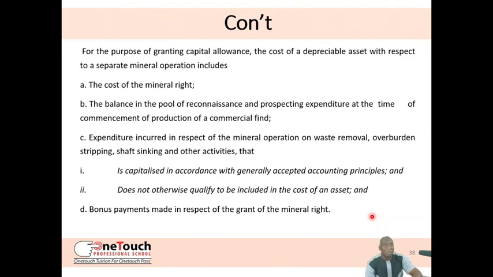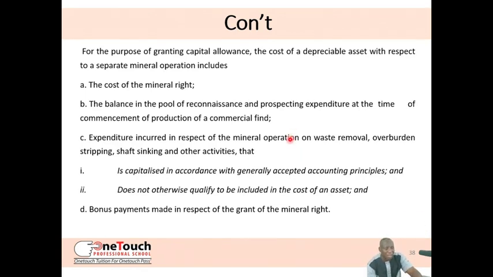So, please, when asked for the purpose of granting capital allowance, the cost of what? Depreciable asset with respect to the separate mineral operation includes the following. But it is not exhaustive. But it includes the cost of the mineral rights, the balance in the pool of reconnaissance and prospecting expenditure at the time of commencement of production of a commercial find. Number 3, expenditure incurred in respect of what? Mineral operations on what? Waste removal, overburden, stripping, shaft sinking, and other activities that is capitalized in accordance with what? Generally accepted accounting principles, and does not otherwise qualify to be included in the cost of an asset. Once it's included in the cost of an asset, you don't come and include it again over here.